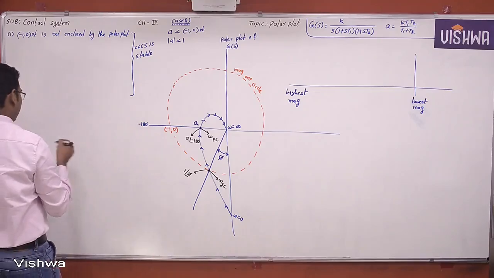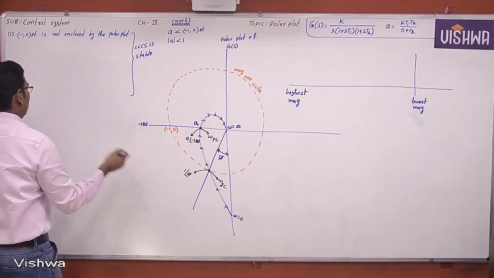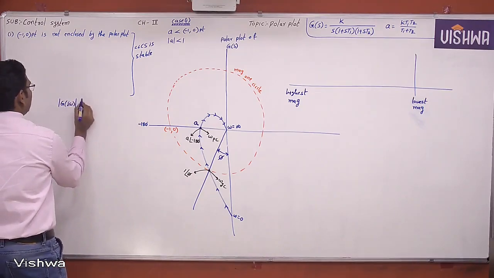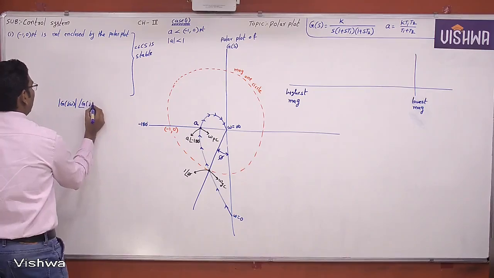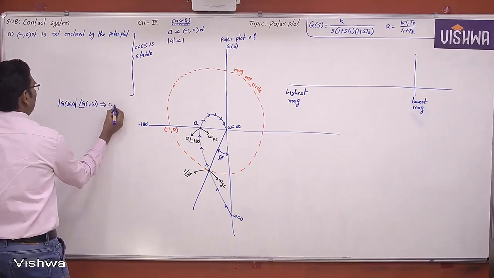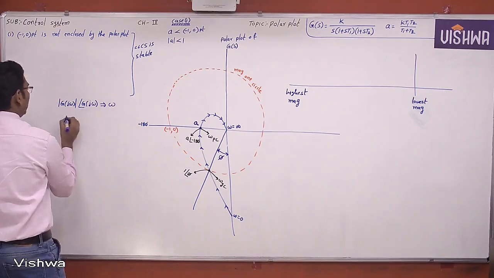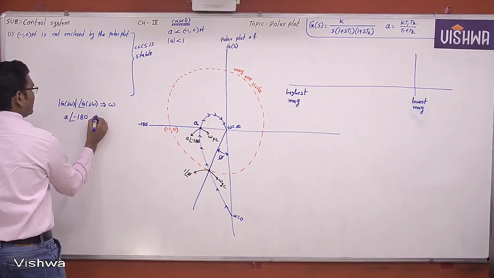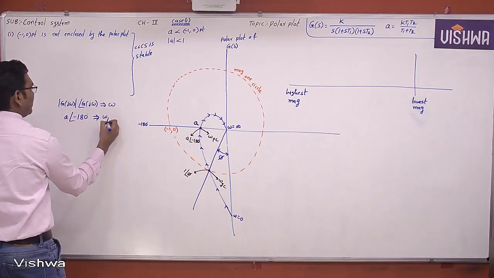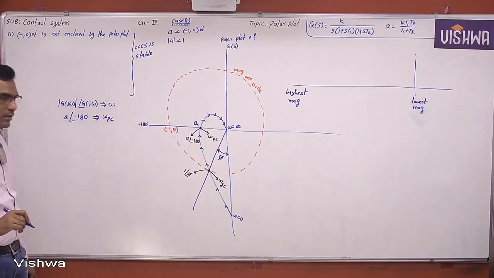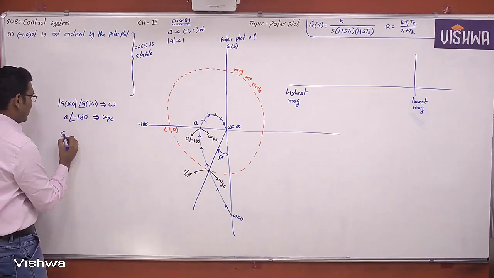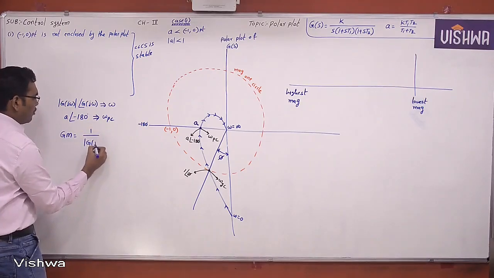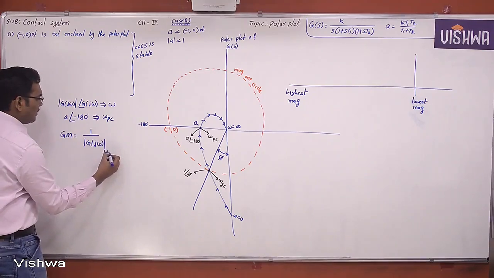Now see here. Magnitude of G of j omega, phase angle of G of j omega at some particular frequency. Now what is the magnitude? Magnitude is A. Phase angle is minus 180 degrees. When phase angle is minus 180 degrees, this particular frequency is called the phase crossover frequency. But what is the gain margin? Gain margin is nothing but the reciprocal of the magnitude of the open loop transfer function at the phase crossover frequency.